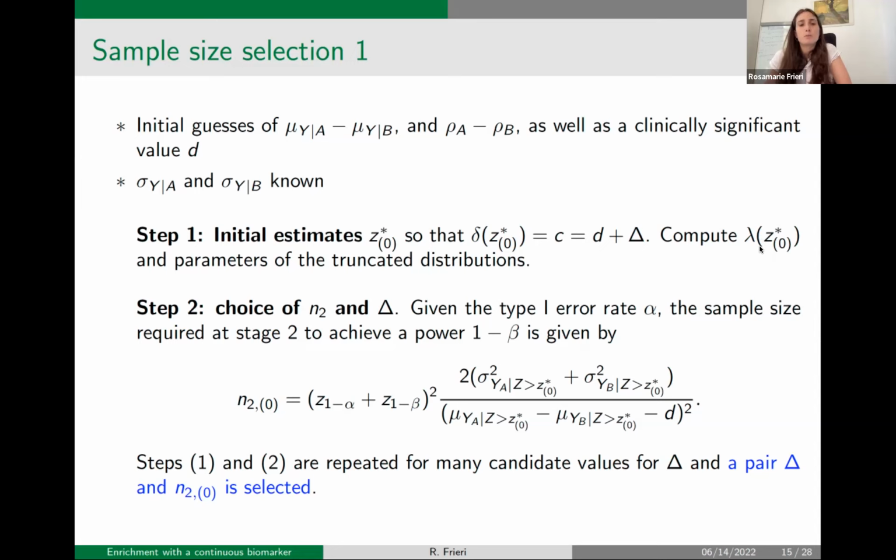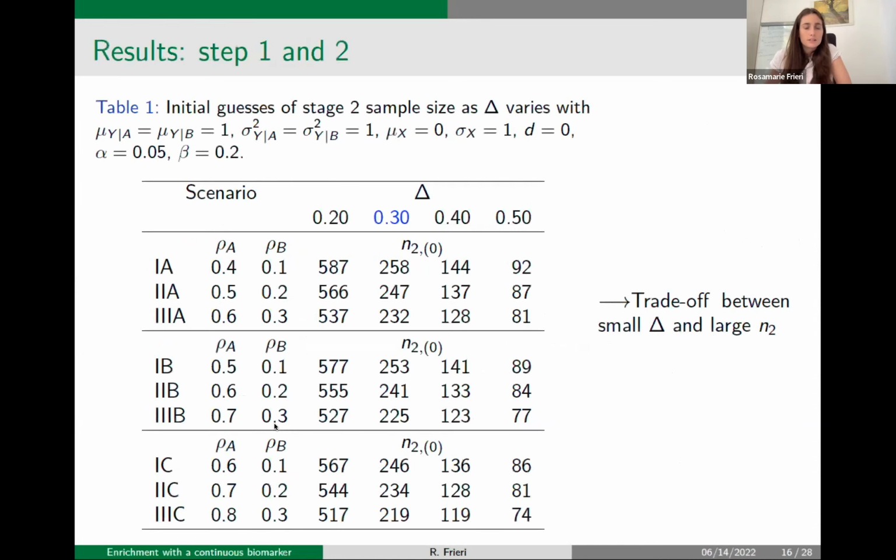Then, given the formula for the parameters of the truncated bivariate normal distribution, and given a type 1 error rate equal to alpha, the sample size required at stage 2 to achieve a power of 1 minus beta is given by this formula. So N20 is the initial guess of N2. Okay, so for each value of delta, we have a value for the threshold and then a candidate value for N2. You can see an example here.